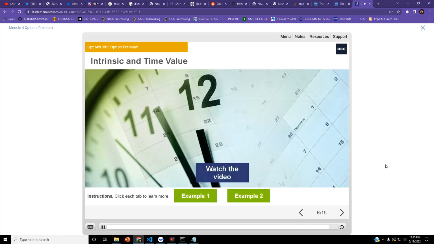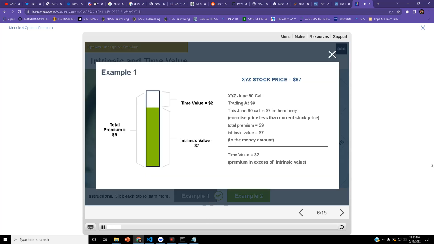Click the examples below and then watch the video for a closer look. Based on a stock price of $67, we are able to establish that a $60 strike call is in the money, as its strike is below the share price. In fact, using simple math, we can see that the call is $7 in the money. However, in our example, the price of that contract in the open market is $9. Based on this, we can determine that the intrinsic value of the option is $7, which is the in-the-money amount, and therefore the remaining $2 is attributed to time value.